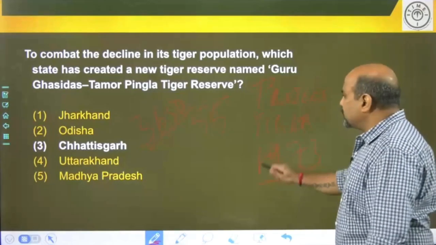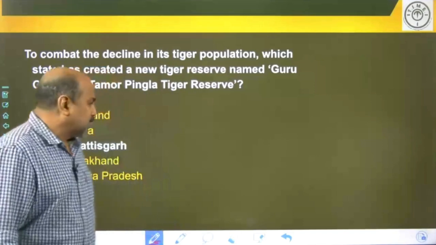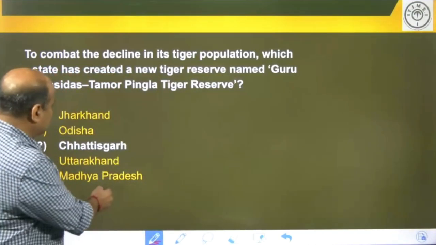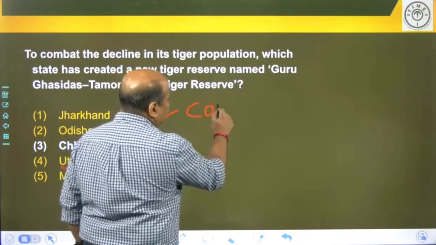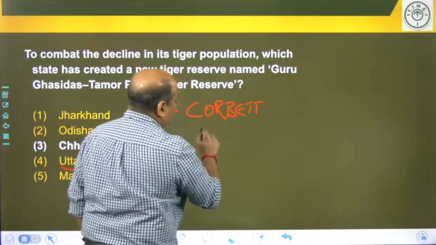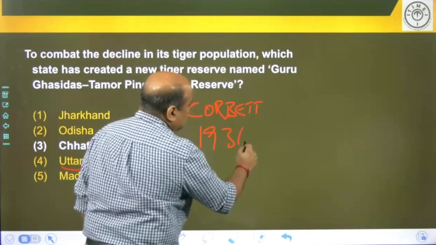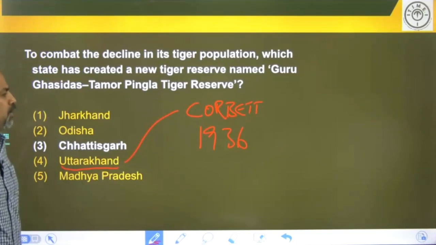Which is the oldest national park in India? The oldest national park in India is, it's in Jharkhand. Sorry, it's in Uttarakhand. Corbett National Park. Corbett National Park is India's oldest national park, set up in 1936.